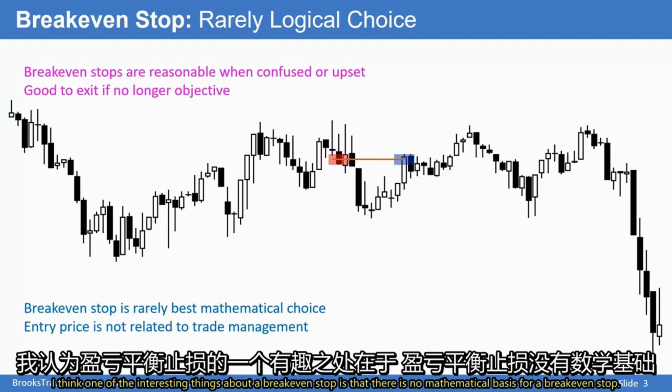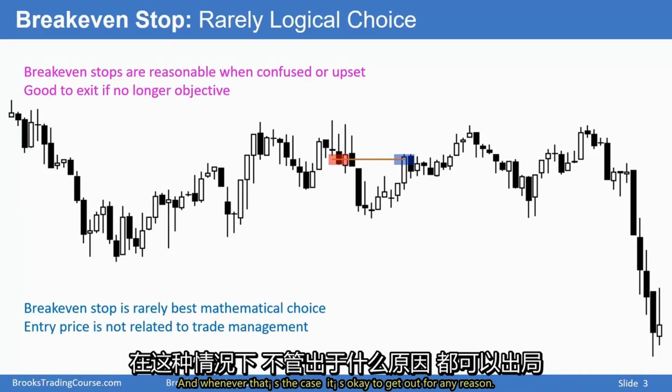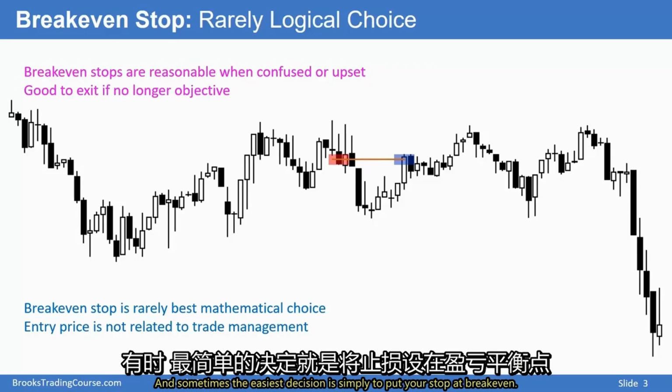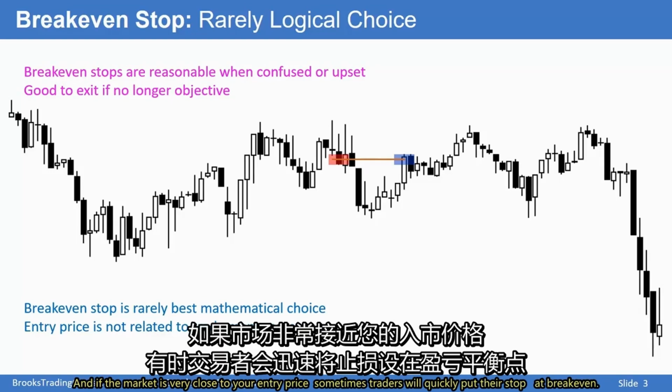I think one of the interesting things about a break-even stop is that there is no mathematical basis for a break-even stop. The main reason for using a break-even stop is that you're confused or you're upset, and whenever that's the case, it's okay to get out for any reason, and sometimes the easiest decision is simply to put your stop at break-even. Whenever you believe your objective is no longer reasonable, it's good to get out. And if the market is very close to your entry price, sometimes traders will quickly put their stop right at break even.